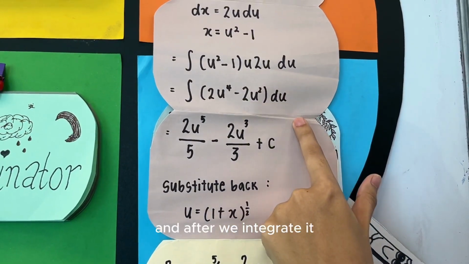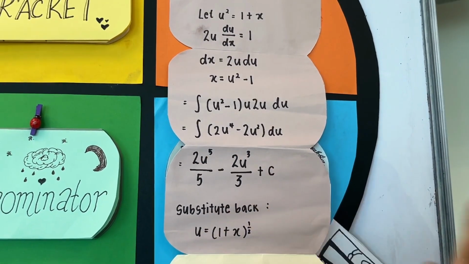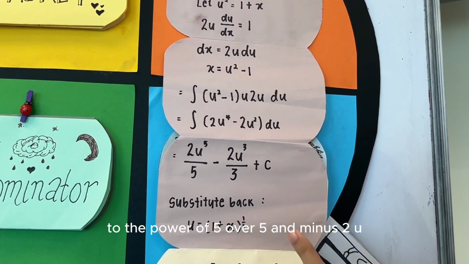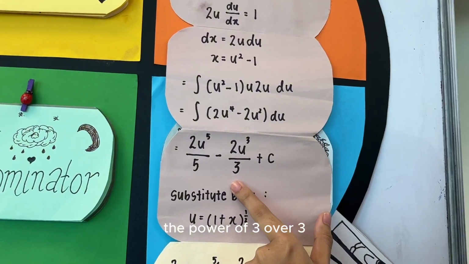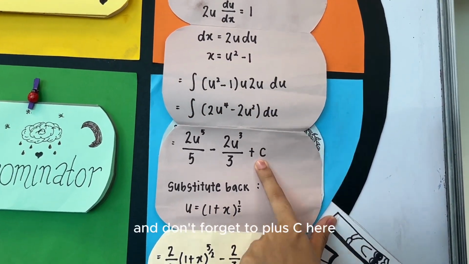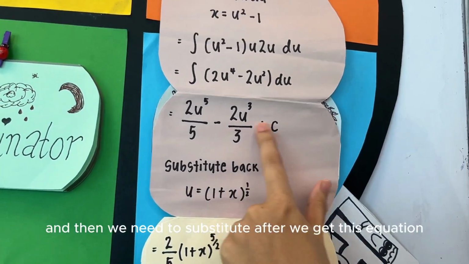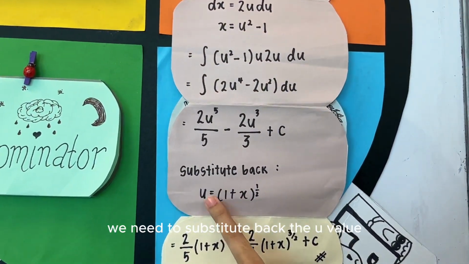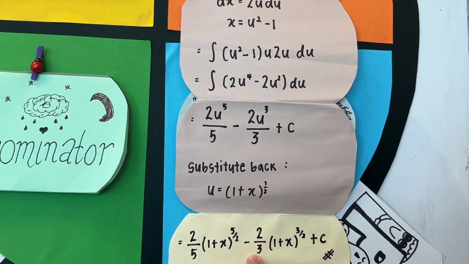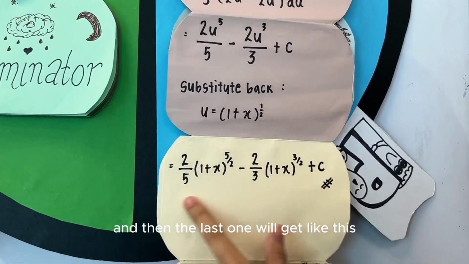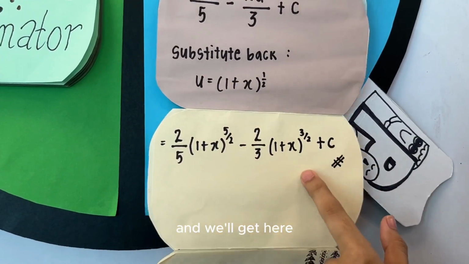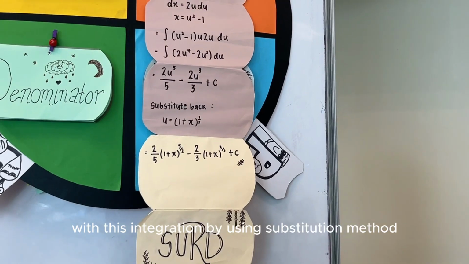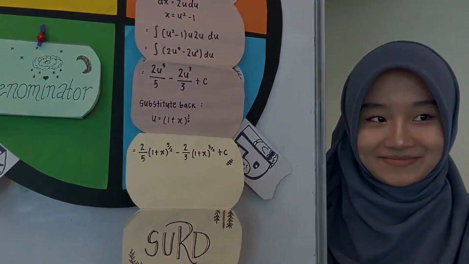And then after we integrate it, we get 2u to the power of 5 over 5 minus 2u to the power of 3 over 3, and don't forget to plus c here. And then after we get this equation, we need to substitute back the u value, and then the last one we will get like this. And when we get here, we are done with this integration by using the substitution method.